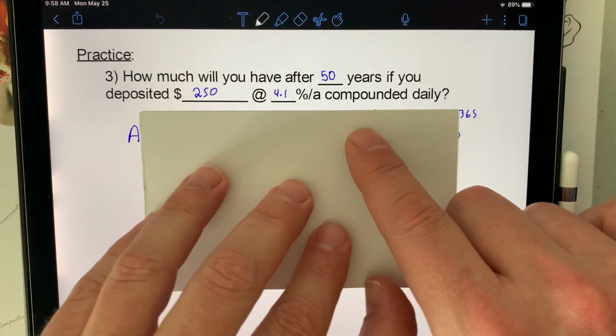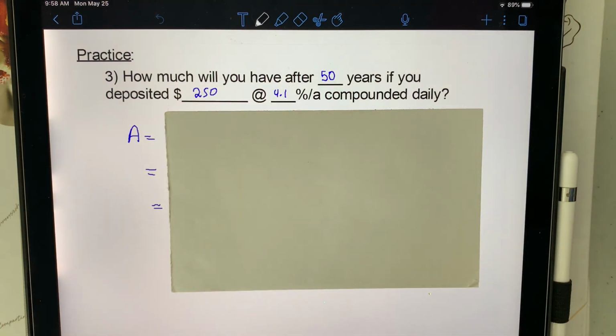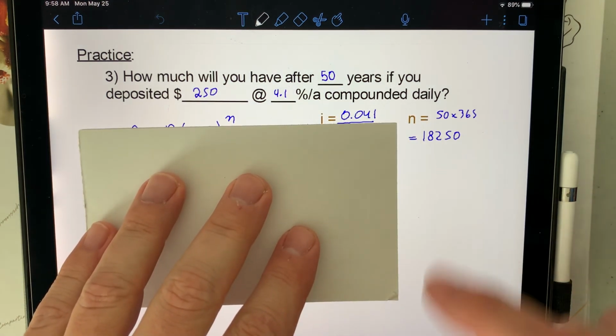And what's the N? Well, the silly question is like how many days are there in 50 years? I have no idea, but I know that 365 days is in 1 year. So if I want 50 years, I'm just going to multiply it. And that's going to be 18,250.